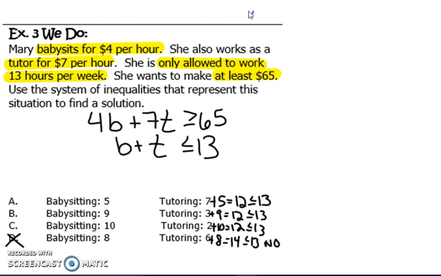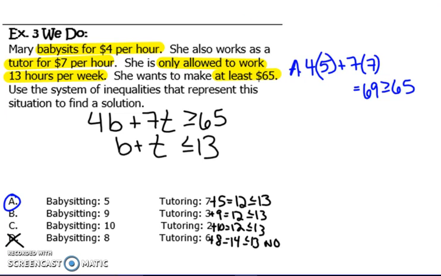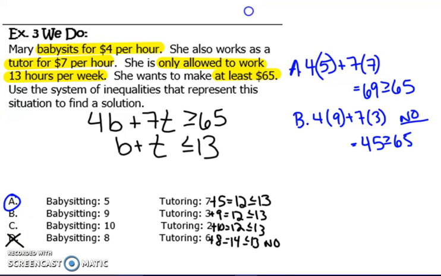Now from here, we need to check our second inequality. So I'm going to start with point A. I earned $4 an hour babysitting for 5 hours, plus $7 an hour tutoring for 7 hours. That gives me a total of $69. Well, 69 is greater than 65, so choice A is a solution. If I plot B, we get 4 times my 9 hours plus 7 times my 3 hours. That gives me a total of $45. Well, 45 is not greater than 65, so B is not a solution.